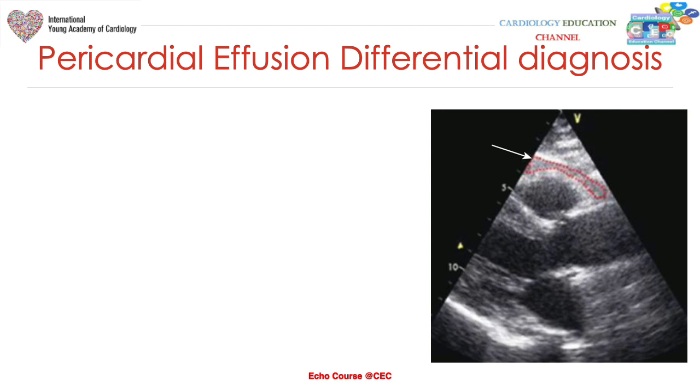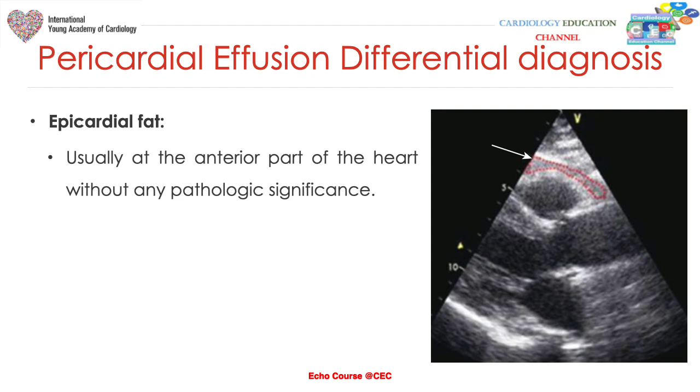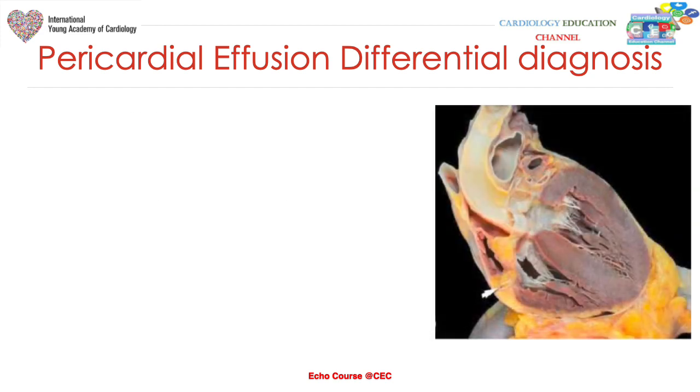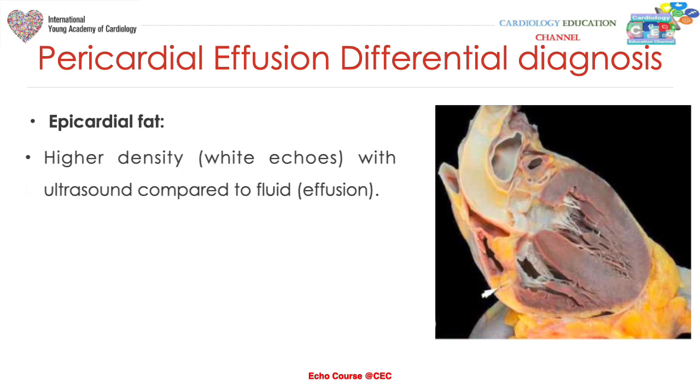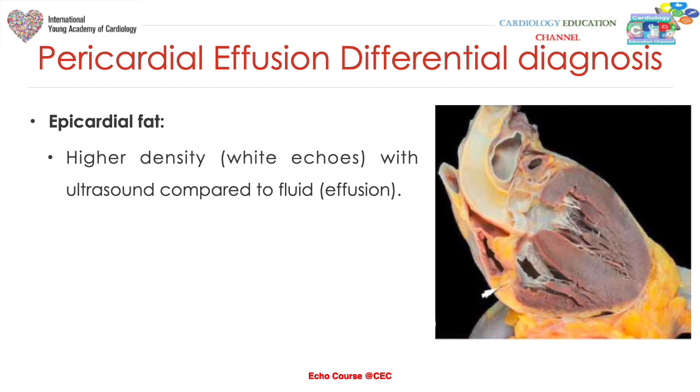Another differential diagnosis from the pericardial effusion is the epicardial fat. As you can see here, it's usually in the anterior part of the heart without any pathological significance, and one of the most important differentiations of the epicardial fat from the pericardial effusion is that the epicardial fat has higher density. It appears as white echoes with ultrasound compared to the fluid that appears like dark, clear fluid in this area, which is the pericardial effusion.